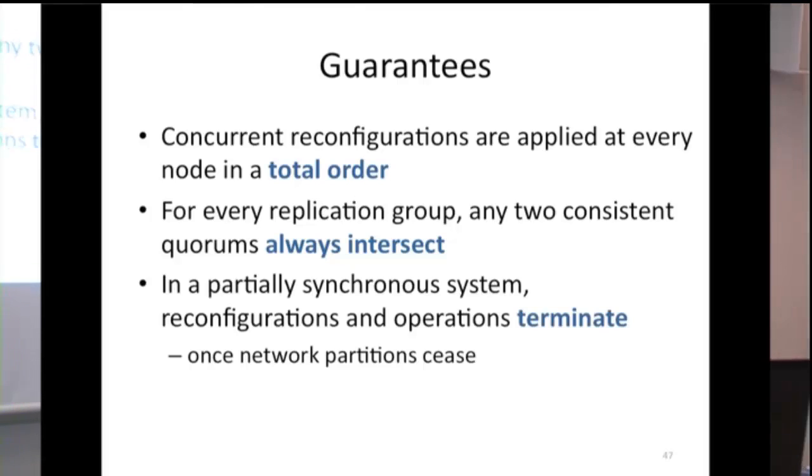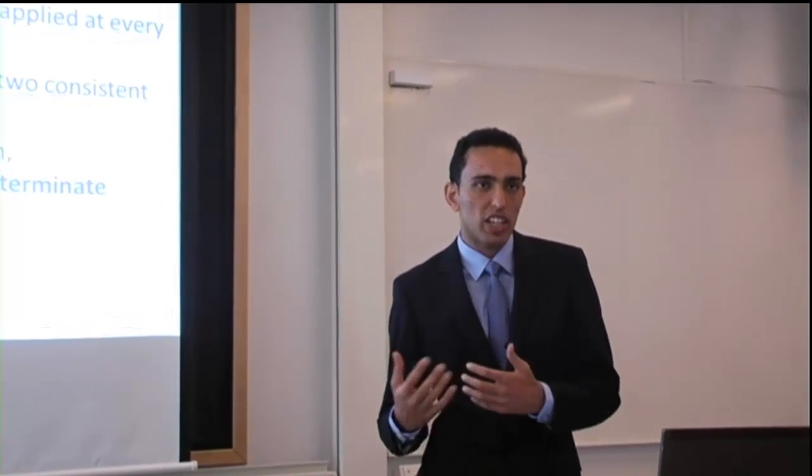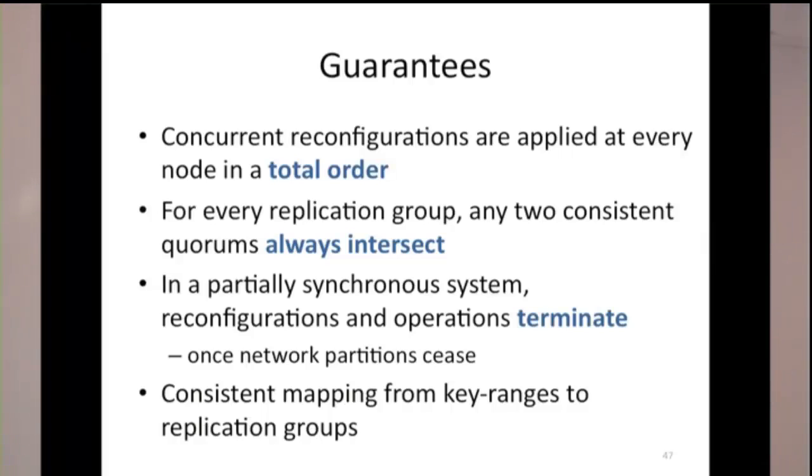And operations will always terminate as long as the majority is accessible. So remember, there is still the CAP theorem. For example, if there are partitions or a majority has failed, the operations might get stuck or not complete. But as soon as that condition is satisfied, the operations will terminate. So CATS basically gives a consistent mapping from the key ranges to who is the replication group. Using these ideas, we made a real implementation called CATS.